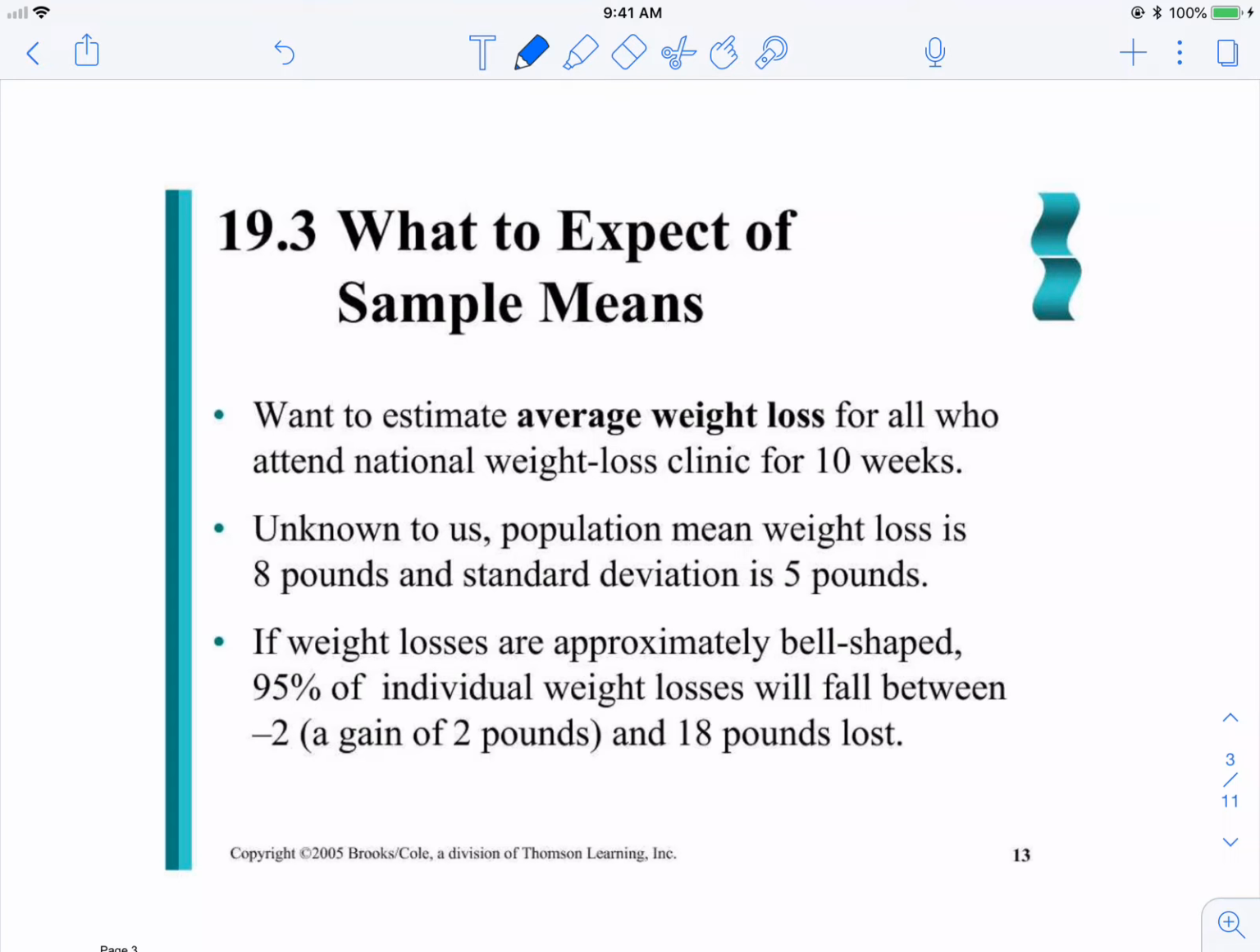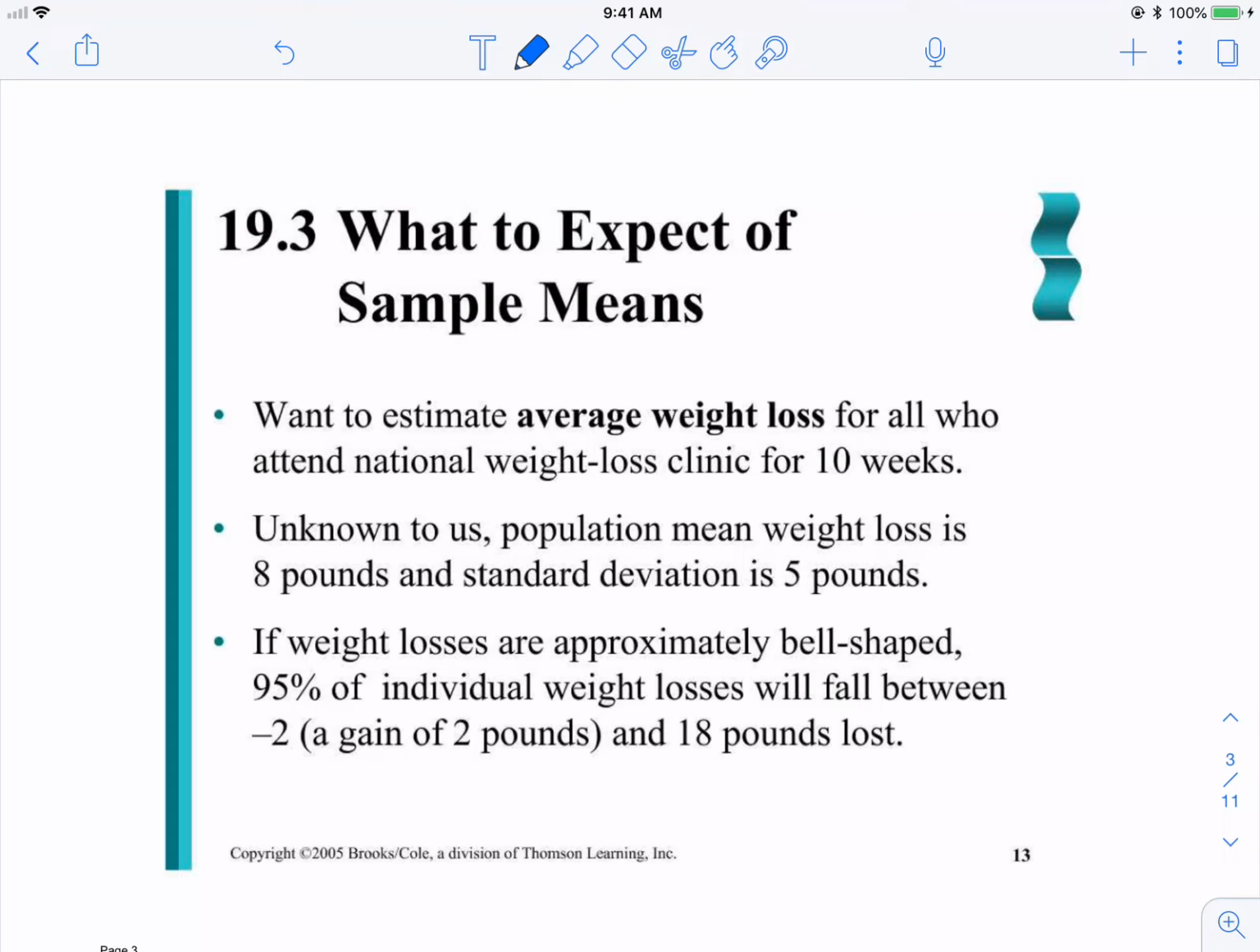So, for what to expect with these sample means, okay, we want to estimate the average weight loss. Here's our example problem for the lesson. We want to estimate the average weight loss for all of the people who attend a national weight loss clinic for 10 weeks. Now, kind of like what we saw when we were talking proportions, we don't typically know what that population value is. So in this case, it's unknown to us, but the average weight loss, the mean weight loss for the entire population is 8 pounds, and the standard deviation is 5 pounds.